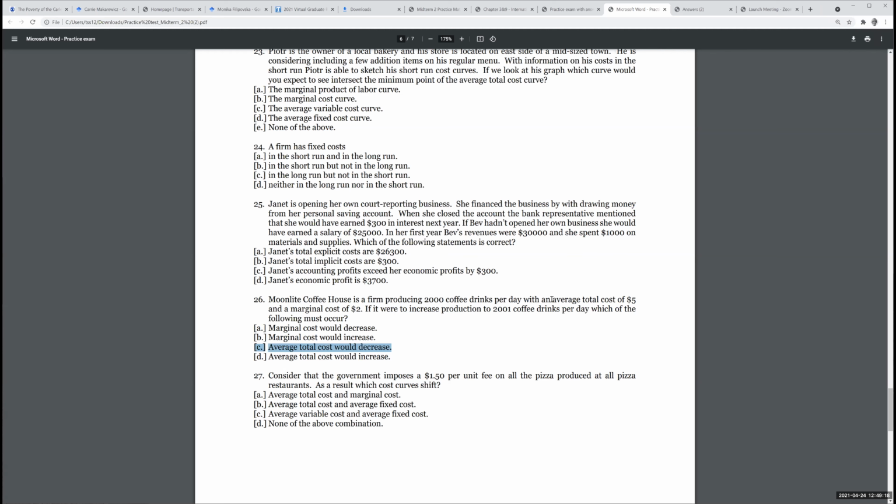Oh, okay. So you can tell the average total cost would be decreasing because the average total cost at 2,000 is $5 a day, and the marginal cost is 2 at 2,000. So if you increase by one more, these are not going to significantly change. And so at this point, you know that average total costs are decreasing because marginal cost is lower than average total cost. So in this case, it would just be the rules that we learned. Exactly, yeah. Okay, thank you. Yeah.